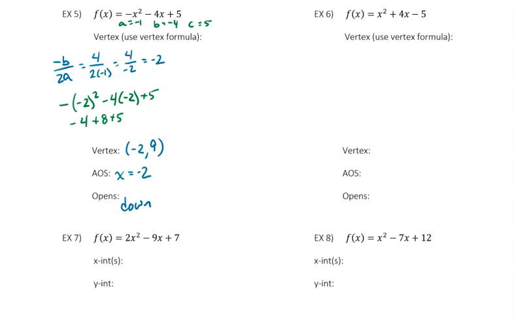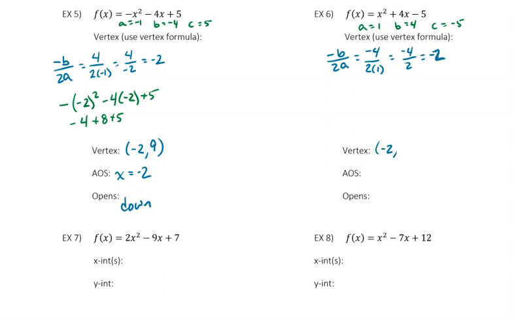All right, let's look at example 6 now. So same exact idea. We start off with negative b over 2a. This time our a is 1, b is 4, c is negative 5. So negative b over 2a is going to be negative 4 over 2 times 1, which is negative 4 over 2, which is negative 2.